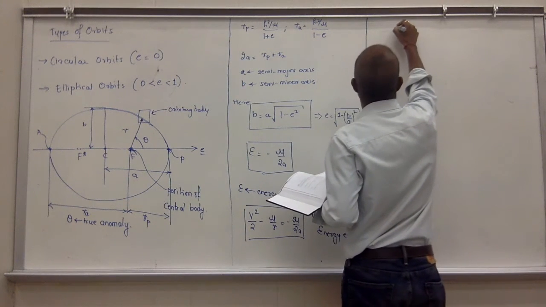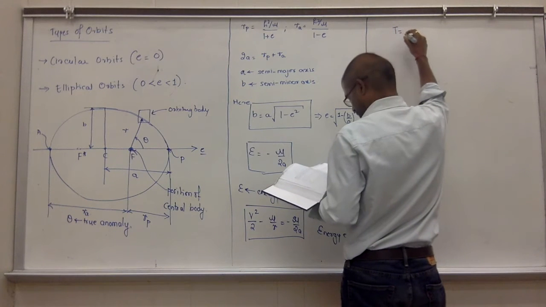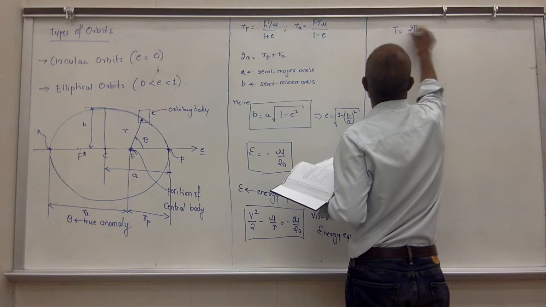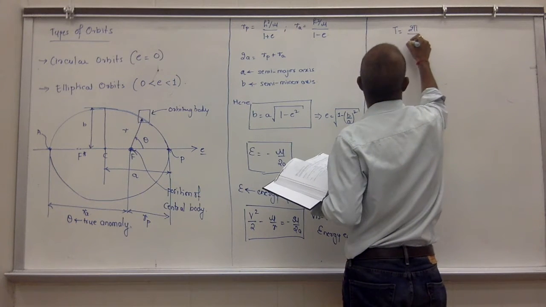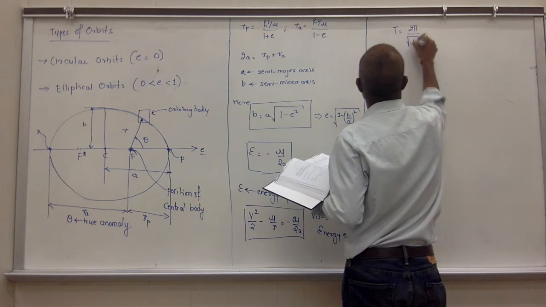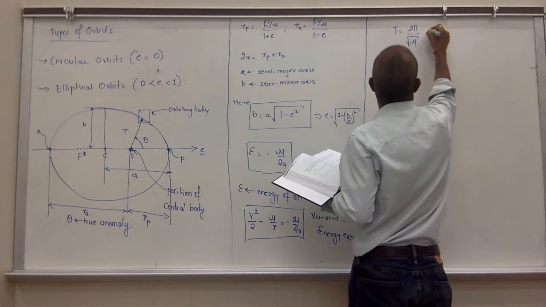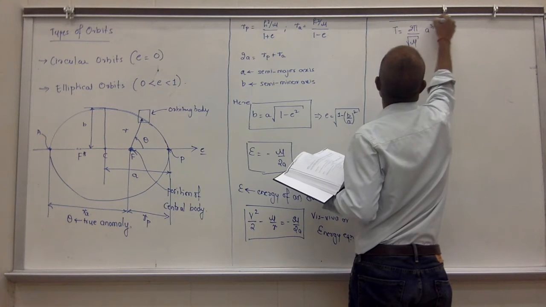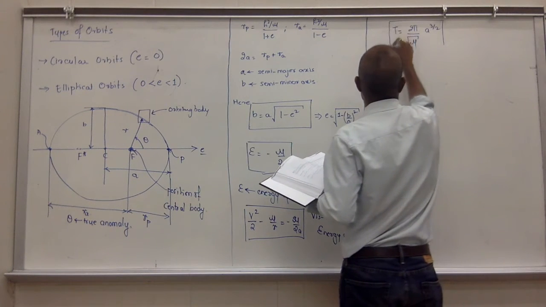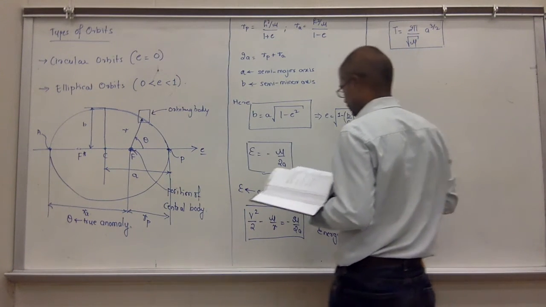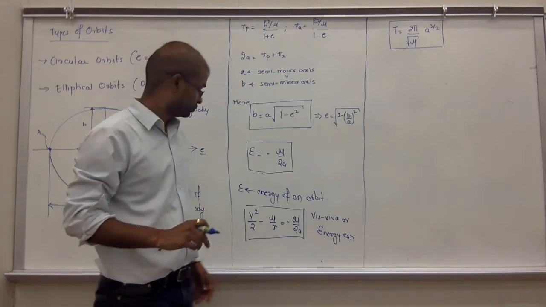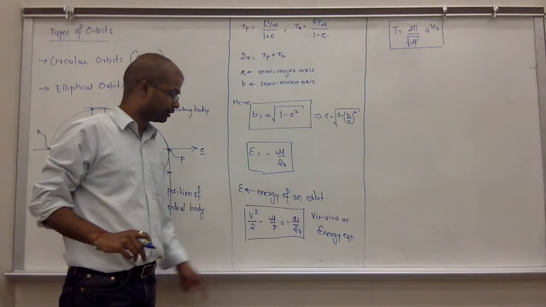And finally, the time period is given by 2 pi over root of mu over 2a. Mu over 2a.